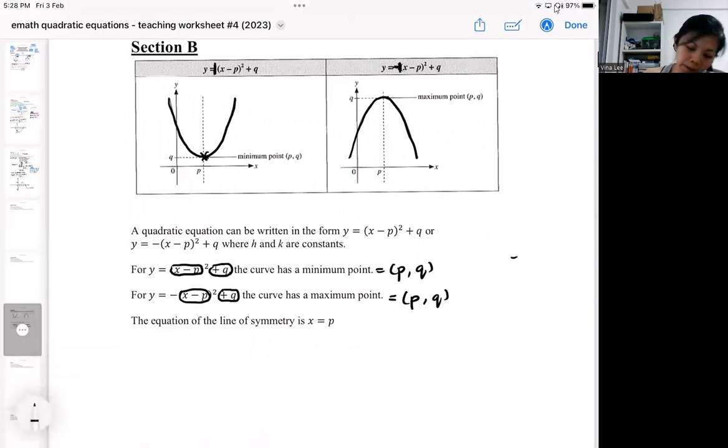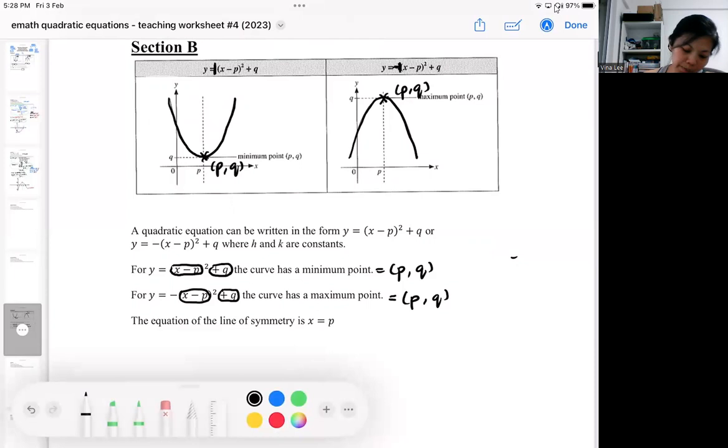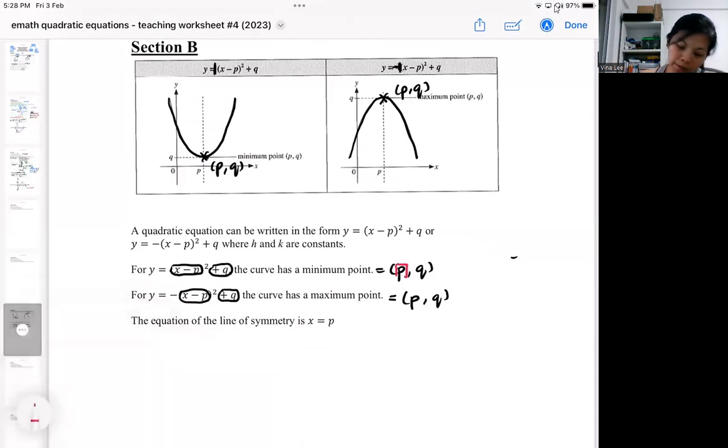So here, this is the minimum, whereas here will be the maximum. And in the middle, that will be the line of symmetry. So this part will contribute the line of symmetry. It is always a vertical line that cuts through the turning point. So that will be the basic idea.